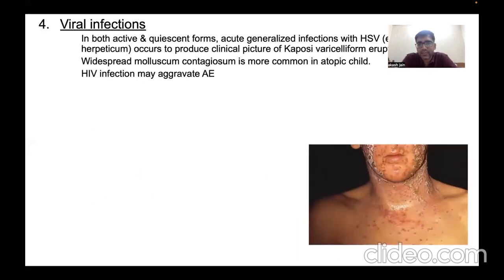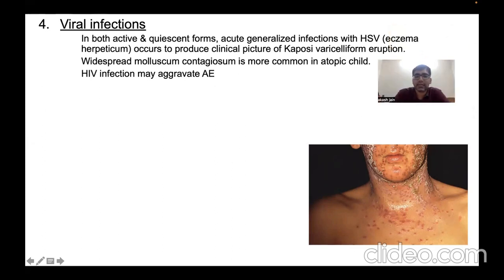So which viral infections are common? In both active and quiescent forms, acute generalized viral infections like herpes simplex virus, that is eczema herpeticum, are the first to produce the clinical picture of Kaposi varicelliform eruption. Widespread molluscum contagiosum is more common in atopic children, and HIV infection may aggravate atopic eczema. So herpes is most commonly associated.